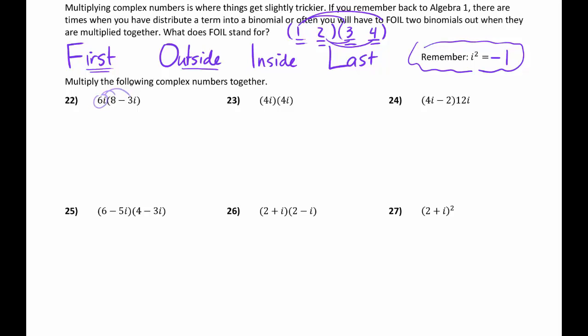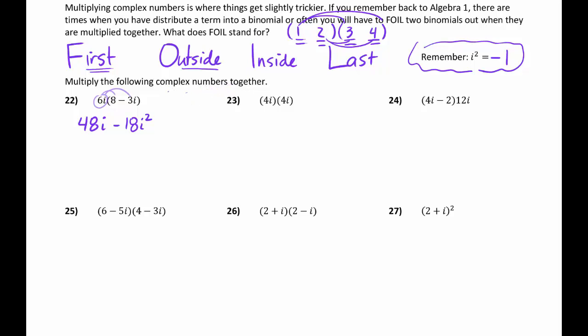So 6i times 8 is very similar to if I had 6x times 8. You take the 6 and the 8, and you multiply those to get 48, and the letter is just hanging along with that coefficient. Then we take 6i times -3i. So -3 times 6 makes -18. But if I have an i times an i, just like if I have an x times an x, that is when we get x squared. So those are 2 big important rules. But our letter is i, so I end up getting i squared.